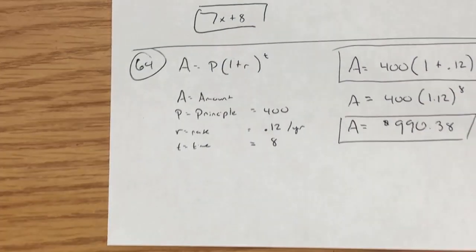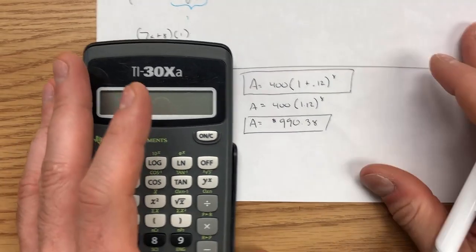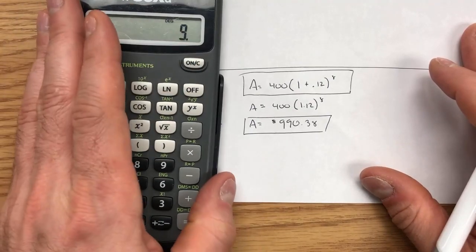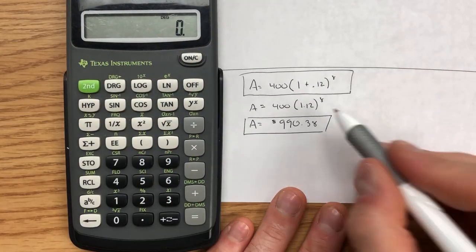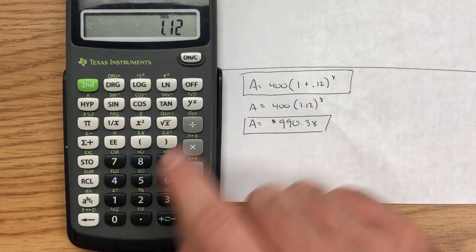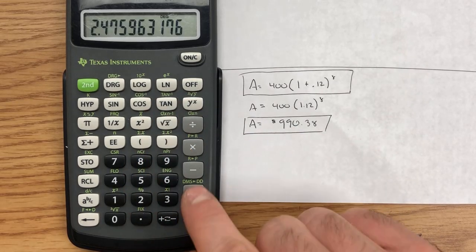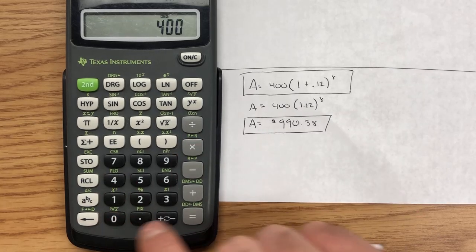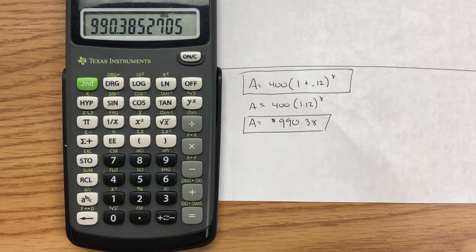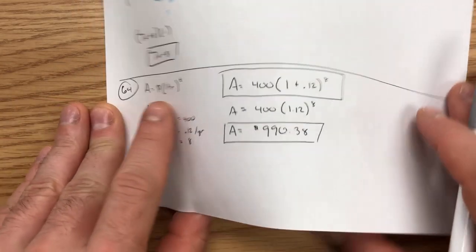If you don't have a calculator like that, let's take a look at how I would plug that in. Okay. So if I have one of these calculators, which are the most common versions, what I'm going to do is raise 1.12 to the 8th power. So 1.12 raised to the power of 8 equals that, and I'm going to multiply that times my initial value of 400. I'll get my $990.38. Awesome. So that's number 64. Let's take a quick look at number 65.